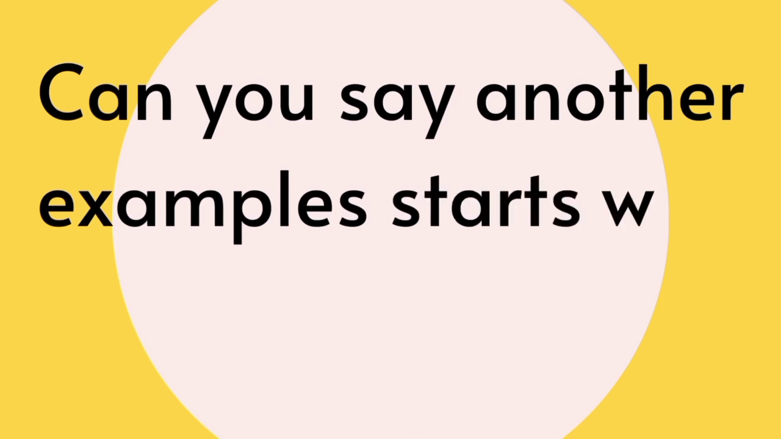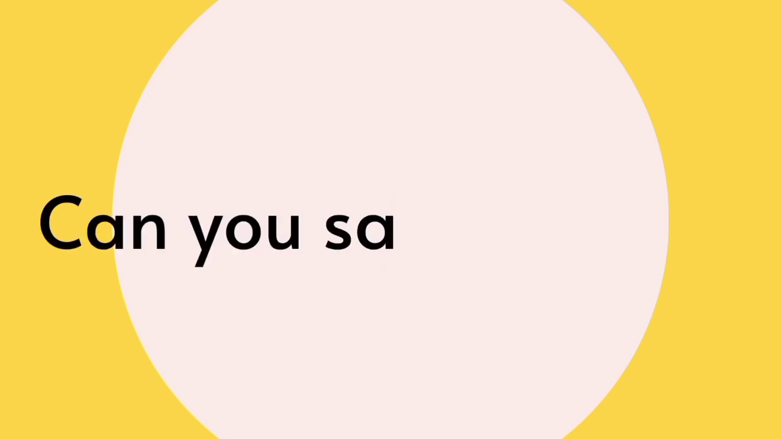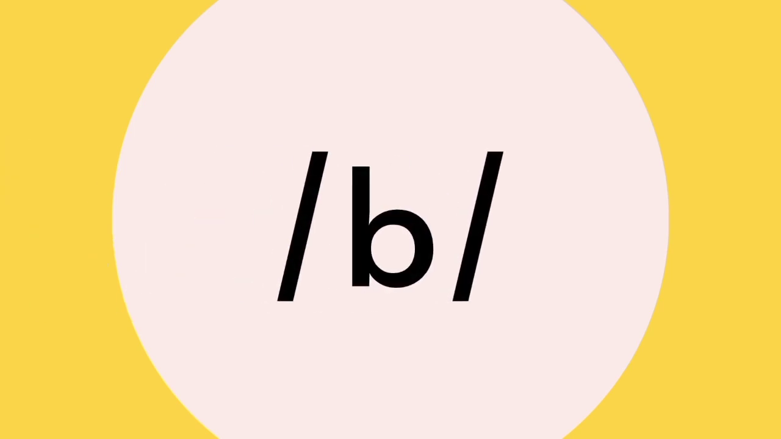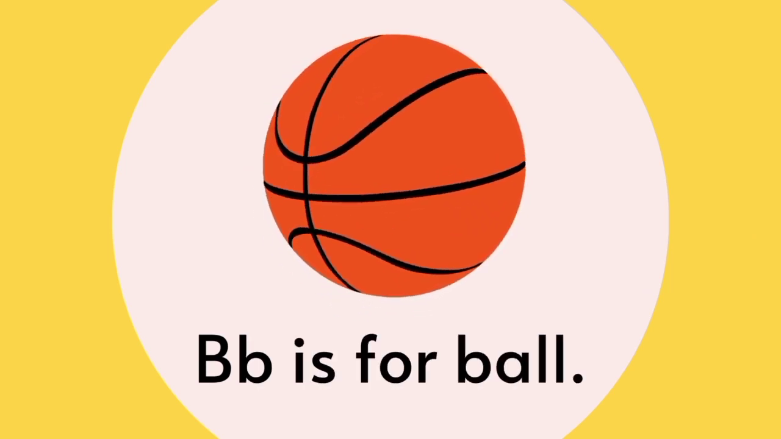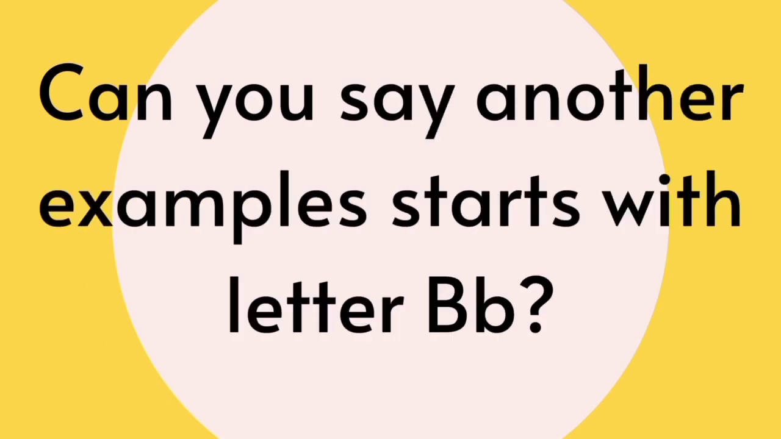Can you say another example that starts with letter A? This is letter B. The sound of letter B is B. Can you say it again? Very good. And B is for ball. Can you say another example that starts with letter B?